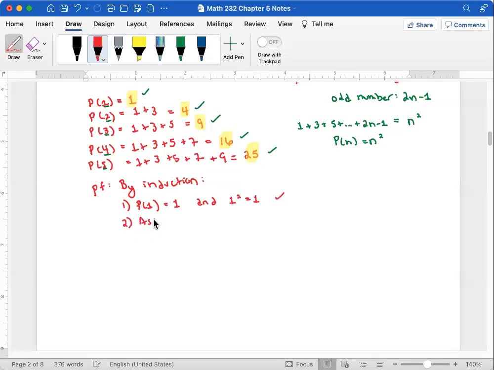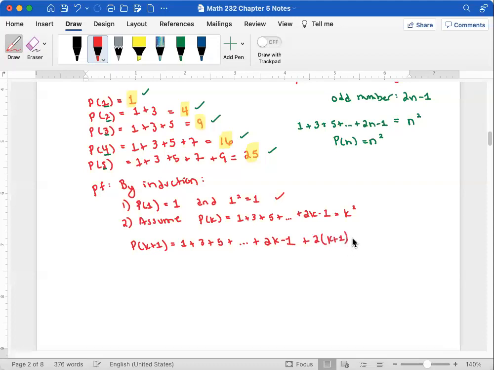Now I'm going to assume it's true for P of k. So I'm going to assume that P of k equals 1 plus 3 plus 5 plus ... plus 2k minus 1, that equals k squared. I'm stating here in my proof the formula I'm basically using. All right, cool. Now I'm going to show it's true for P of k plus 1, which means I'm going one more odd number out. So one more odd number out is the k plus 1 odd number. So I'm doing k plus 1 in here.